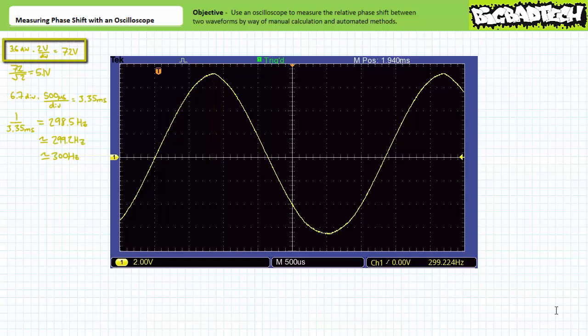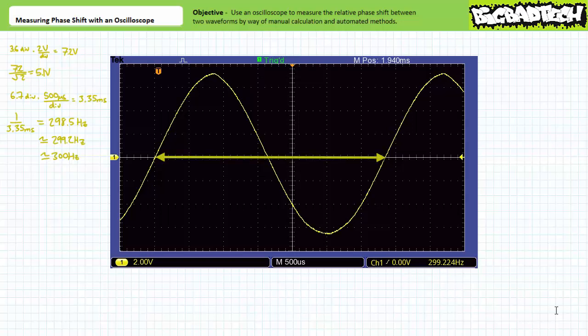Given the current vertical sensitivity of 2 volts per division, this corresponds to a peak value of 3.6 divisions times 2 volts per division, or approximately 7.2 volts. This peak value corresponds to an effective value of 7.2 volts over square root 2, or roughly 5.1 volts. You'll note this sinusoidal waveform isn't perfectly symmetric in that its positive peak is slightly larger than the negative peak. However, let's just go with these figures.